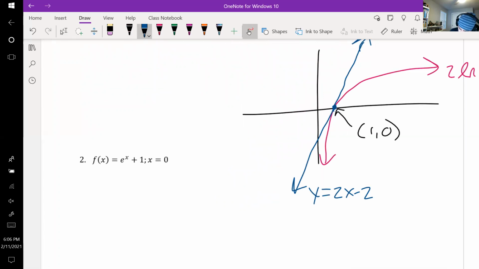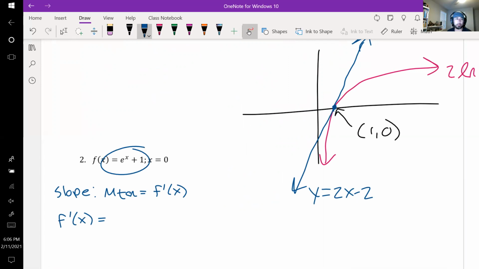To start with, we're going to find the slope. And remember, the slope of the tangent line is equal to the derivative. So the first thing we're going to do is find the derivative of e to the x plus 1. So what's my derivative going to be? The derivative of e to the x is e to the x, right? And of course, the derivative of 1 is 0.